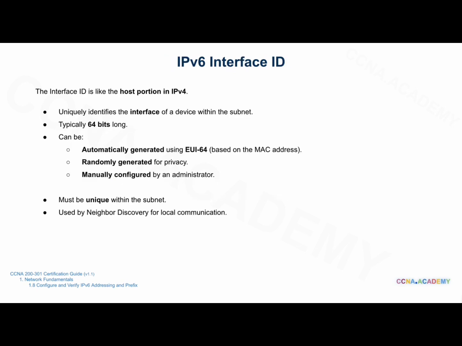The interface ID is the host portion of an IPv6 address. It's usually 64 bits long and must be unique within the subnet. It can be created automatically with EUI-64, generated randomly for privacy, or configured manually. Neighbor Discovery uses it to communicate locally between devices.